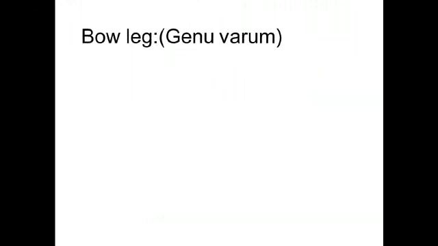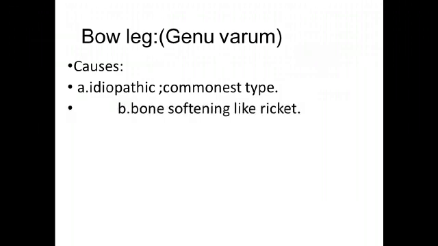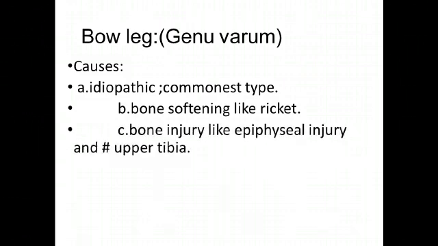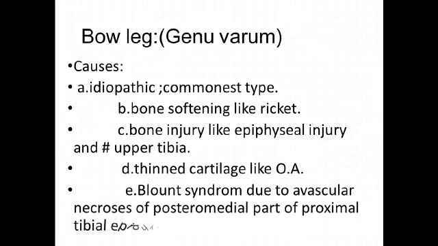Now we come to the other deformity. What is bow leg, genu varum? Causes: first, also idiopathic, the commonest type. B. Bone softening, like rickets also. C. Bone injury, like epiphyseal injury and fracture of the upper tibia. D. Thin cartilage, like osteoarthritis. E. Blount syndrome, due to avascular necrosis of the posteromedial part of the proximal tibial epiphysis.